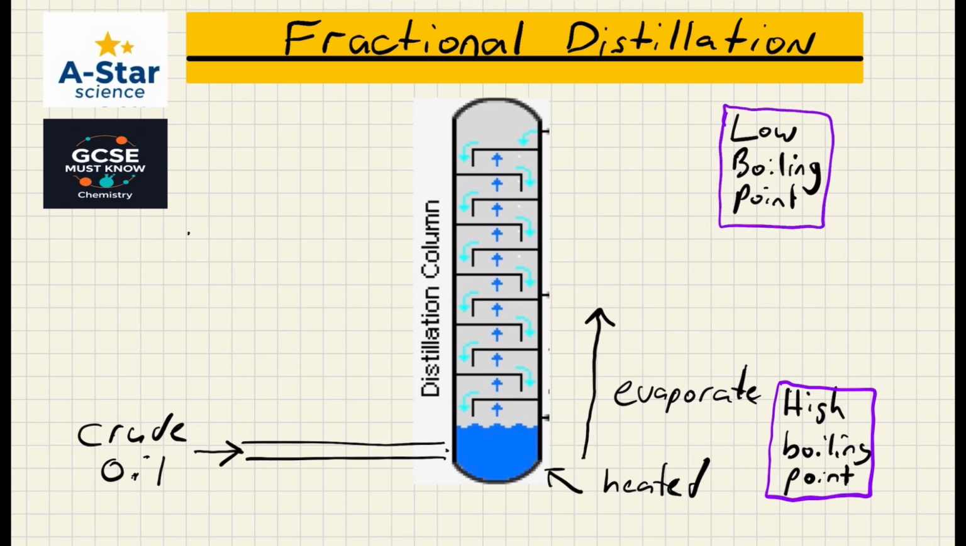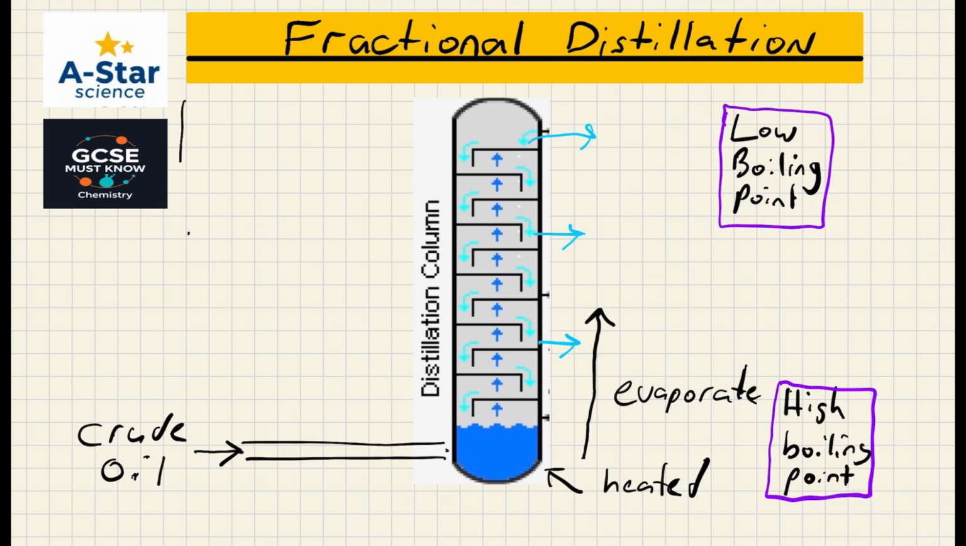And when they get to the top, these different gases will either condense, or some of them just come out as gases themselves at different levels on the fractionating columns. Now, what makes them separate?